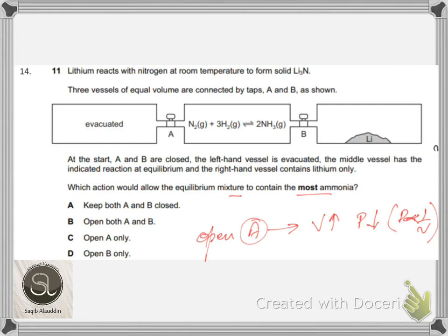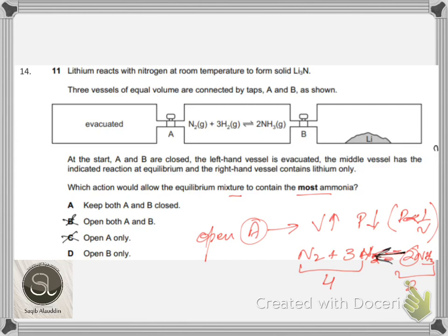According to Le-Chatelier's principle, when pressure decreases, it shifts towards the side with more number of moles. So remember, you have 4 moles on the reactant side and 2 moles on the product side. So what do you expect? When you decrease pressure, the reaction should shift the equilibrium backwards, and this is what we do not want, because if it shifts backward, then the amount of ammonia will decrease. So you cannot open A, which means option B and option C goes out.